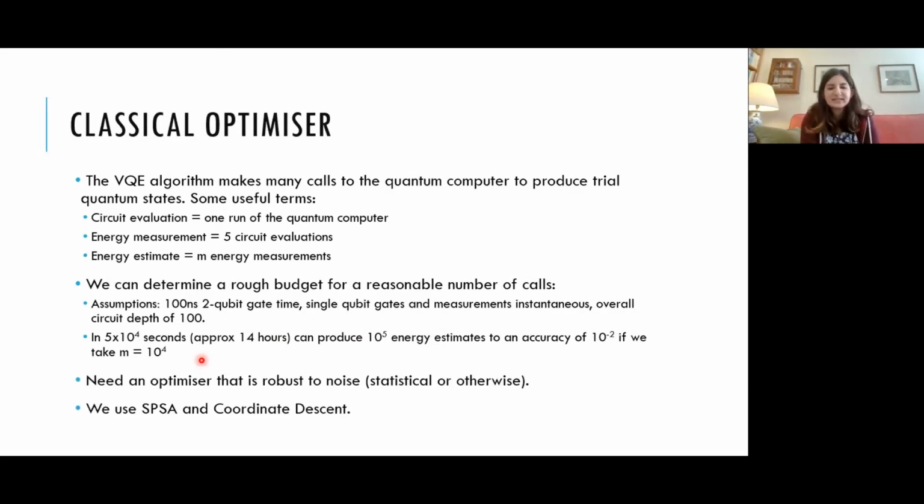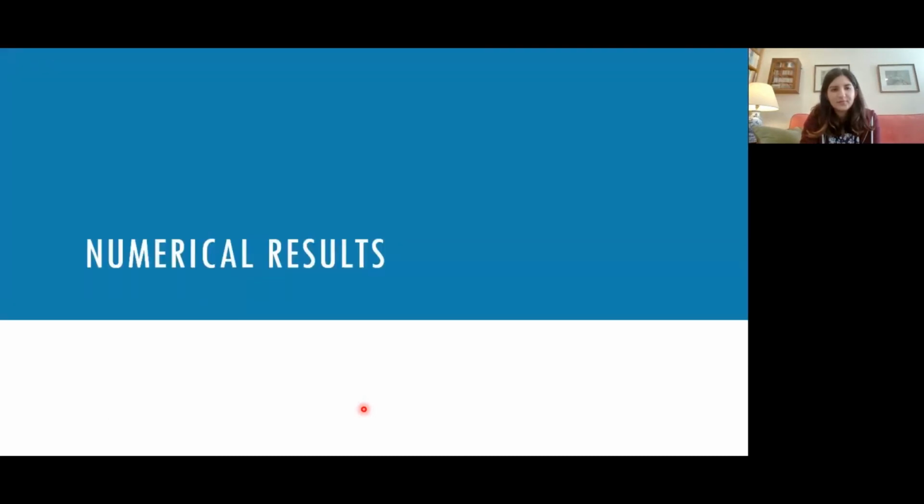Another thing is that we need an optimizer that is robust to statistical noise. We tested two optimizers, so I'll talk a bit more about this later. We use something called SPSA, which is a form of stochastic gradient descent, and coordinate descent as well. I'll talk about this in a minute. Any questions before I move on to the numerical results?